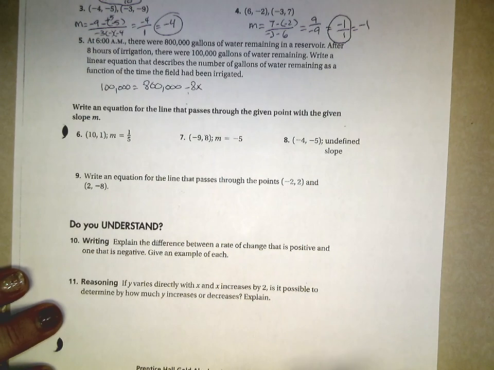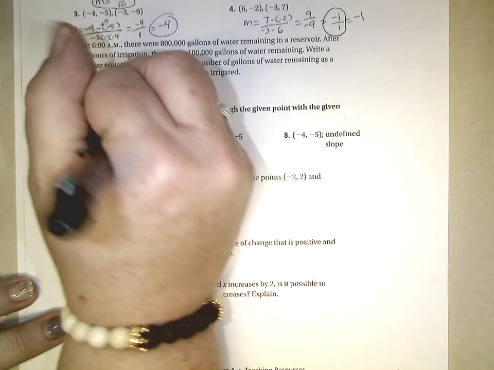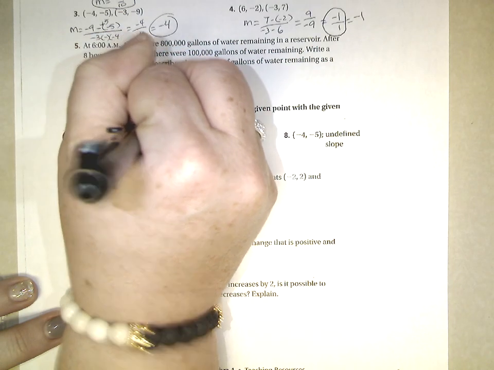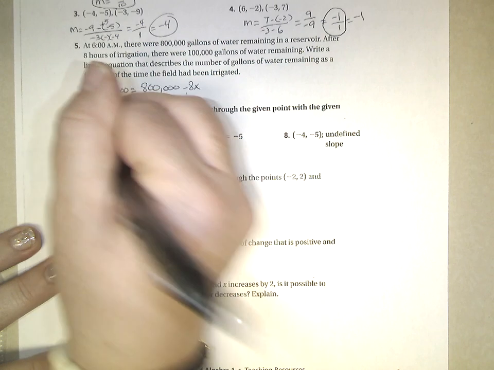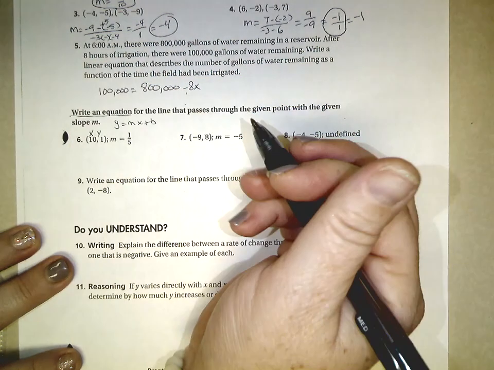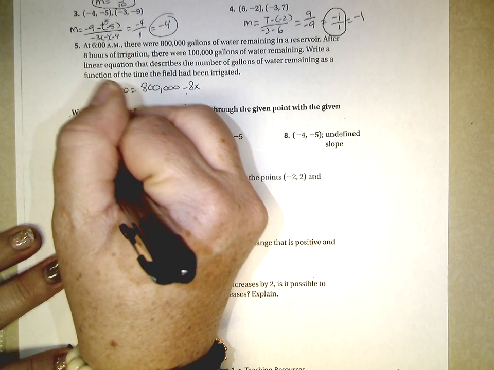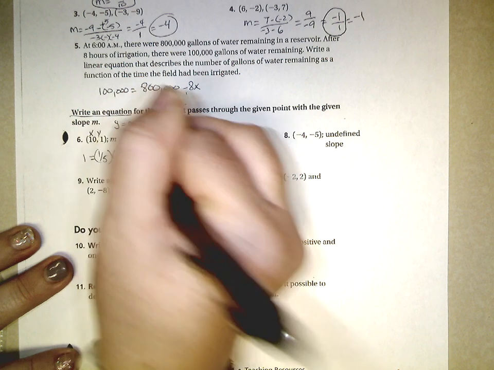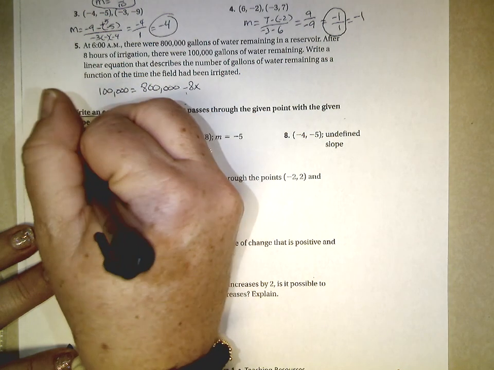Okay, let's go to number 6, which is write an equation for the line that passes through the given point with the given slope m. We're going to use y equals mx plus b. We will plug in our x coordinate and our y coordinate along with our slope to find our b, and then rewrite the equation. So I'm going to have 1 equals 1/5 times 10 plus b. 1/5 times 10 is 10 over 5, which is 2.